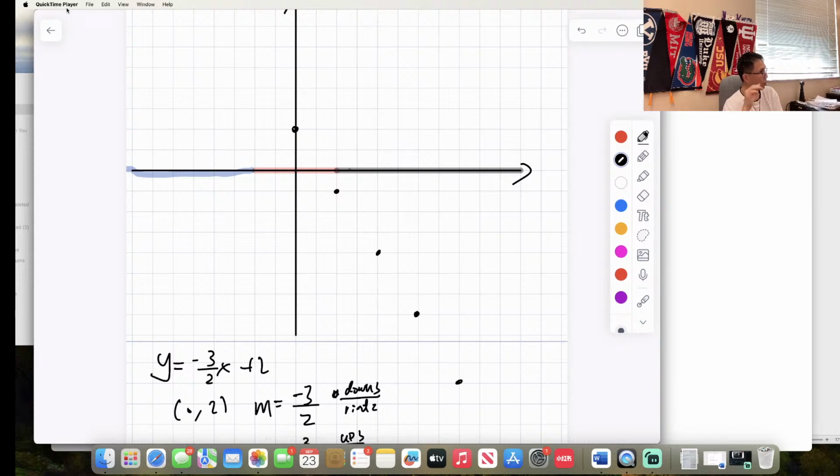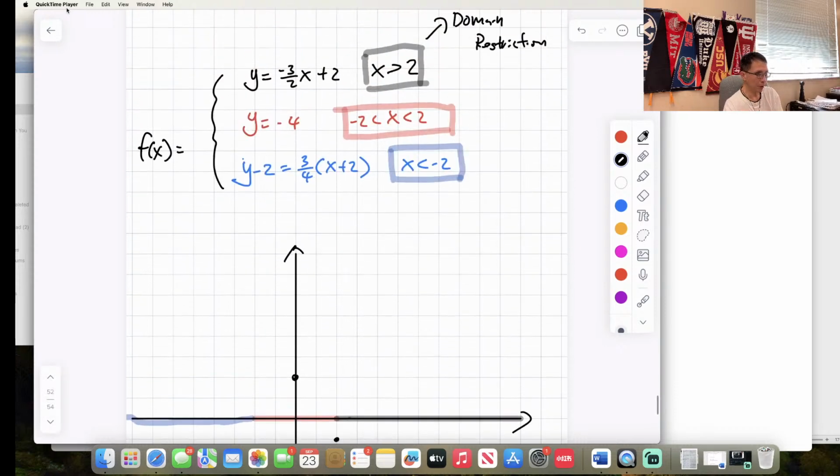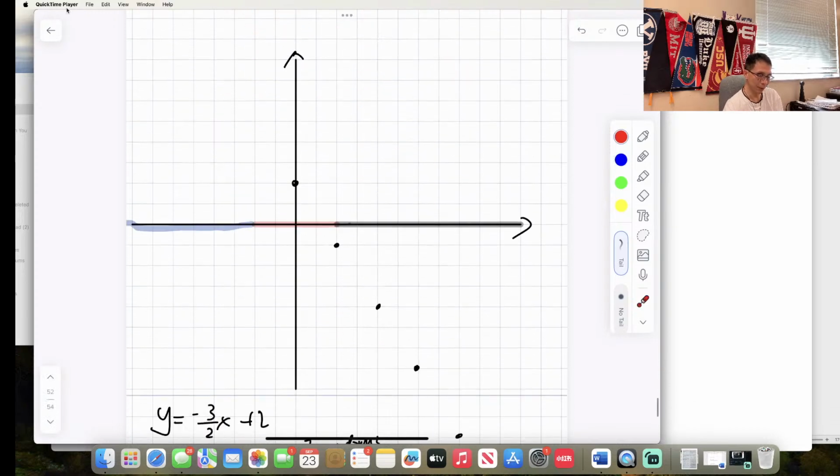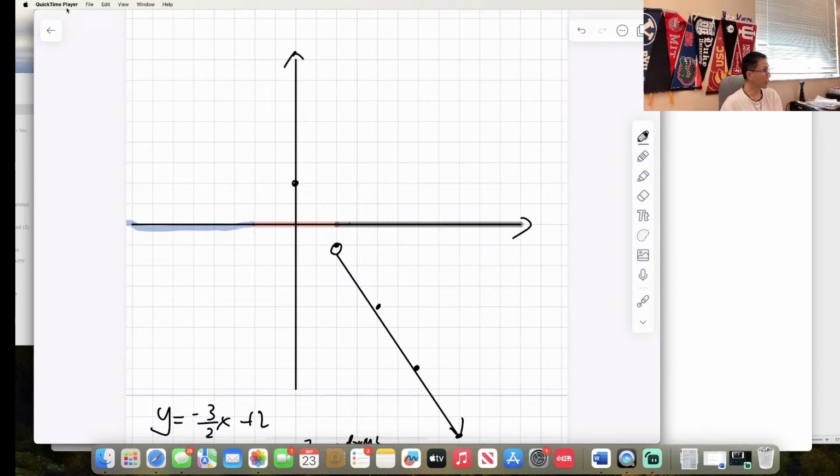But only graph according to the restriction. What does the restriction say? X greater than 2. Only x greater than 2. That means I cannot graph this part, because this part is in the red restriction. Do you see that? So here is going to be black. Now this is going to be an open circle. So I'm going to draw an open circle here, and I'm going to draw from here. Now usually I'll draw a straight line all the way across. But right now I'm going to only graph x greater than 2.